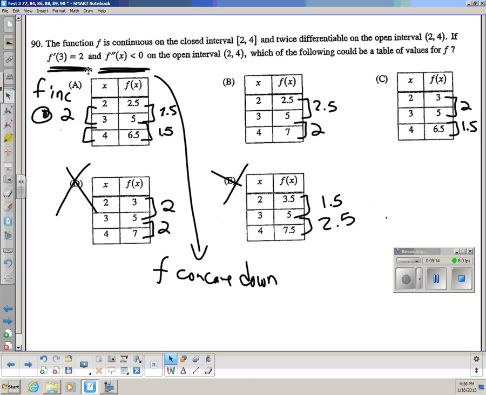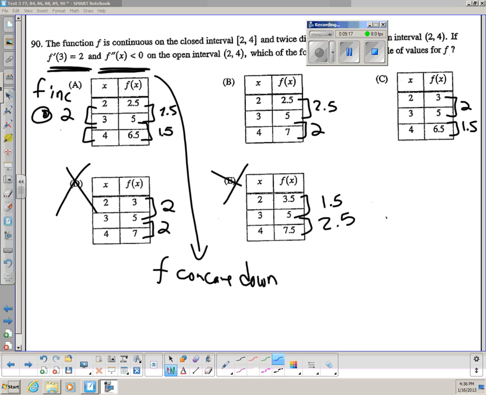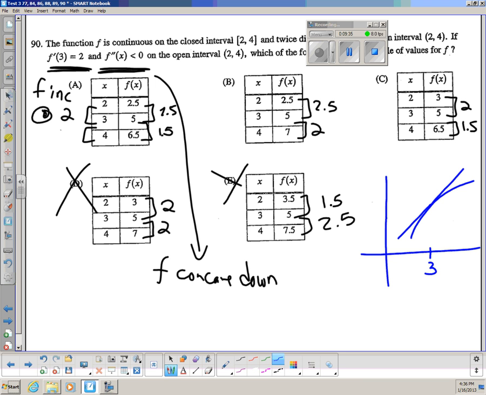And this is where it gets a little tricky. This is why I like this question. It really makes you understand things. At 3, I have a slope of 2. So what's happening here is the tangent line always lies above the curve. So if you notice, let's just take A and B for a minute. A and B both place f of 2 at 2.5. And then f of 3 in both cases, so this is true for choices A and B, f of 3 is 5 in both cases.